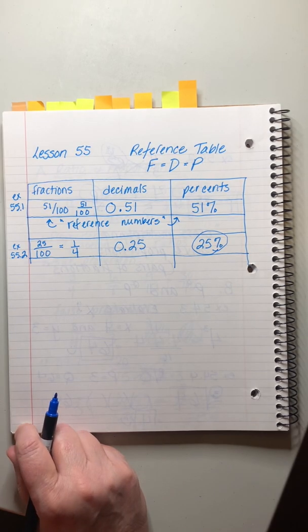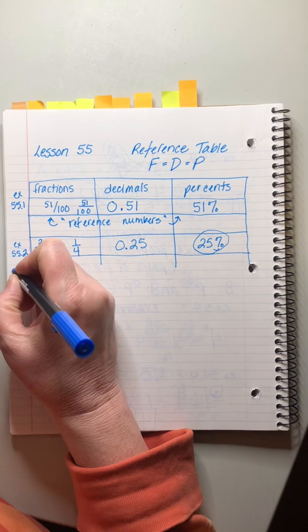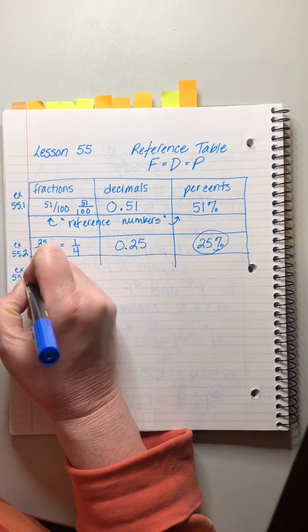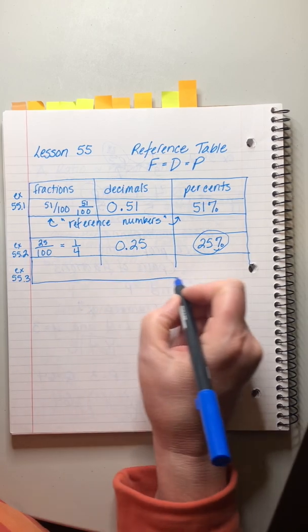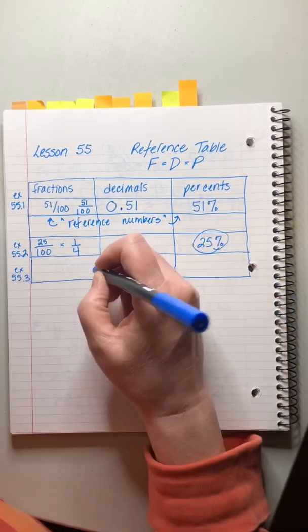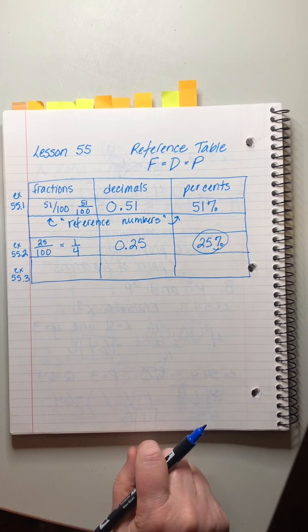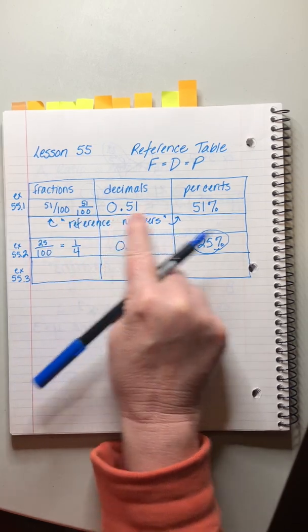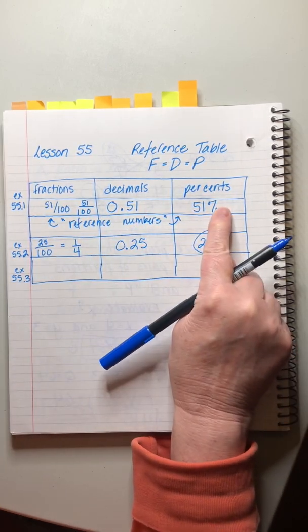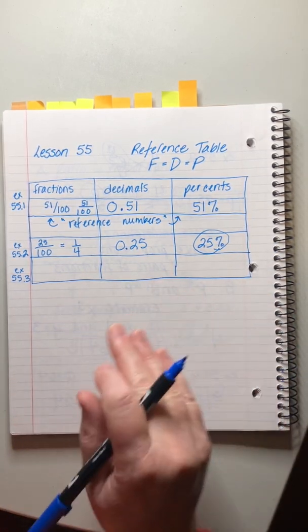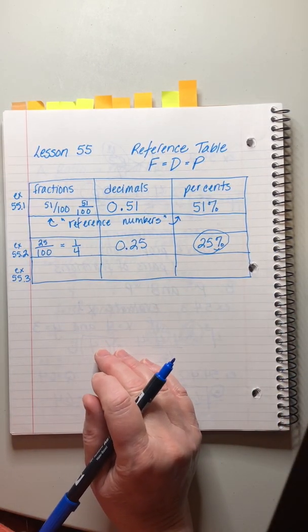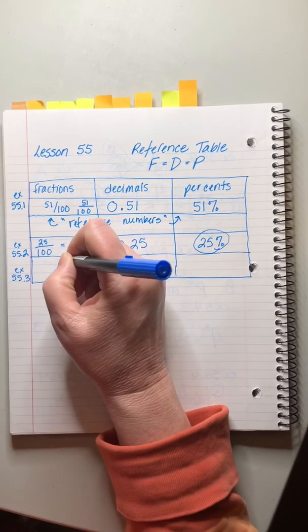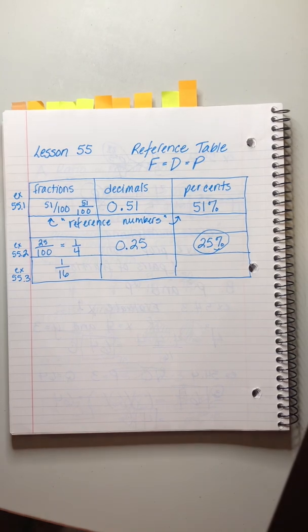And our last example for this lesson, 55.3, I'll put in this row, and that will be the end of our chart for this lesson. Complete the table. Begin by inserting the reference numbers. Again, that means the 51/100ths, 0.51, 51%. Always start with that because that will give you great hints as to what to do with your numbers. Okay, the number that we're getting here is 1/16 in the fraction column.